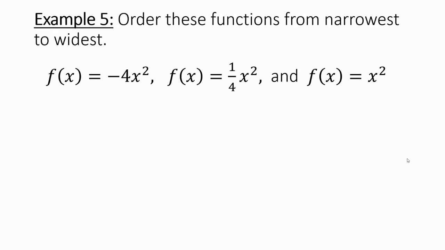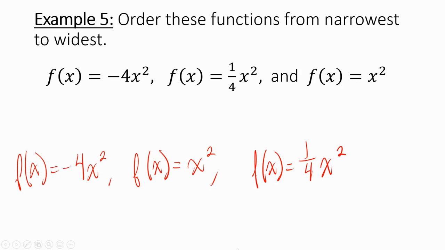All right, do example 5 on your own, please. All right, and then here's what you should get. This is our narrowest. It's the skinniest because it has the biggest coefficient. This one's in the middle, and this is the widest because it has the smallest coefficient. So you learned 2 new things in this section, domain and range, and you also learned how to determine how wide the graph is going to be based on the coefficient.